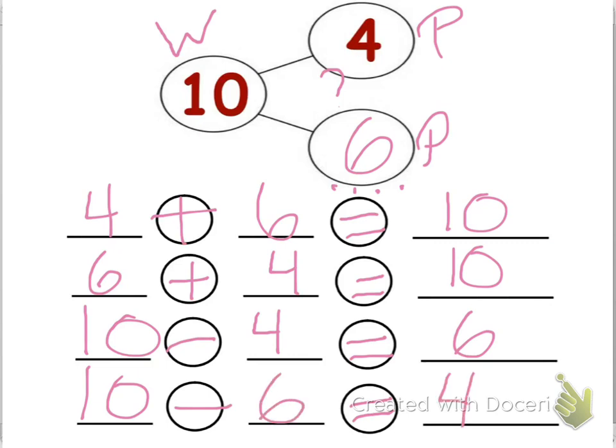So as you can see, we use the same 3 numbers for 4 different number sentences. And this is also called a fact family.